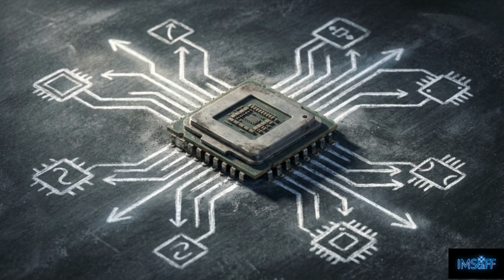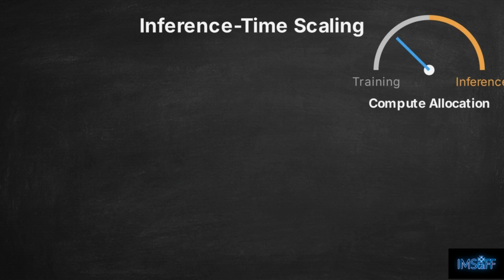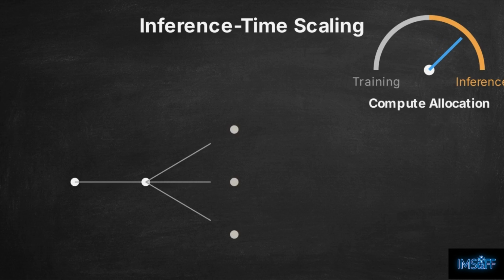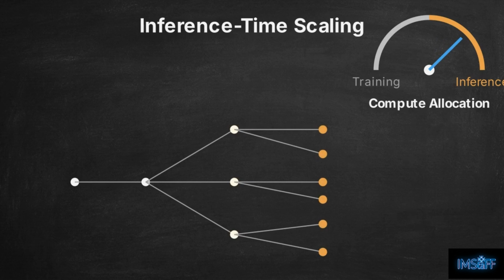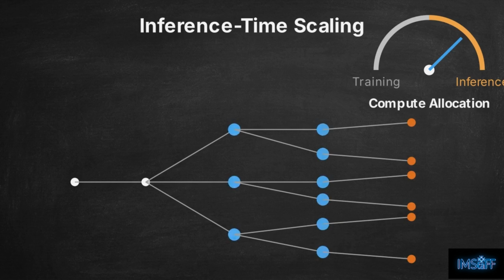This process is a form of inference time scaling. Inference time scaling is a technique that allows a model to use extra compute during the generation phase to explore multiple reasoning paths. This significantly changes the math by allocating intensive compute to reasoning trajectories at runtime rather than just during the training phase.